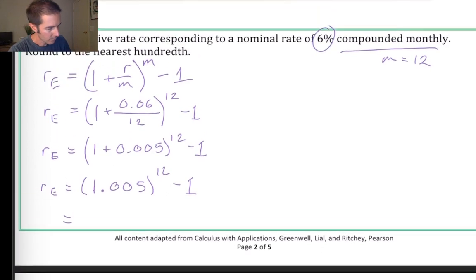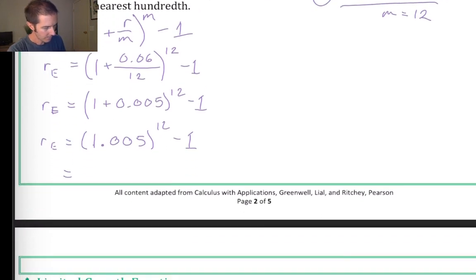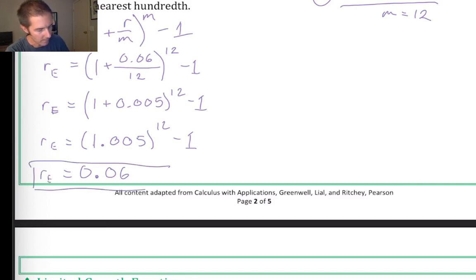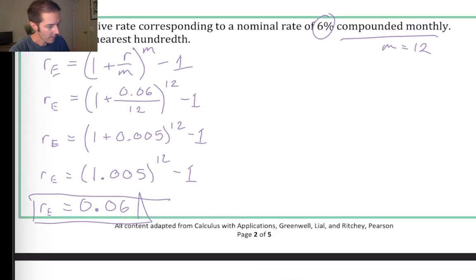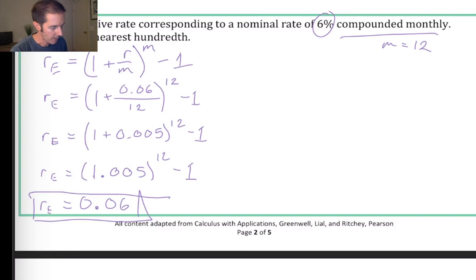And it is, rounded to the nearest hundredth, 0.06. I got 0.06, and on my calculator it said 0.06167 and so on, but that's okay. We're rounding to the nearest hundredth. That's still R sub E, and that is our final answer. Let's see, find the effective rate.